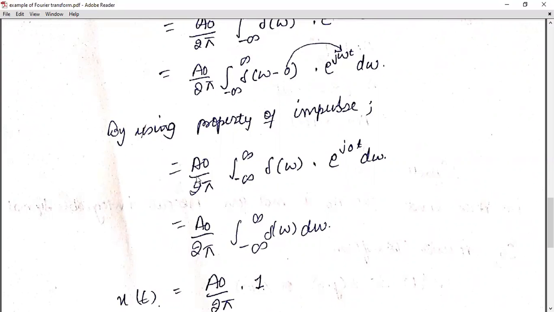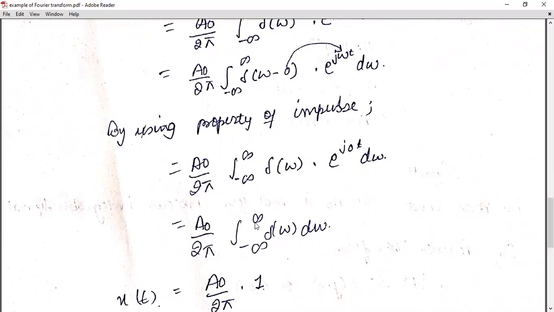So we'll get a naught by 2 pi, integral from minus infinity to infinity. Again, this will not give any change to the given function of del. So we can write it as del of omega into e raised to j 0 t d omega. This 0 comes from the term multiplying with omega, which is shifted to here by using the shifting property of the impulse function. We can write it as this. So anything raised to the power 0 is 1.